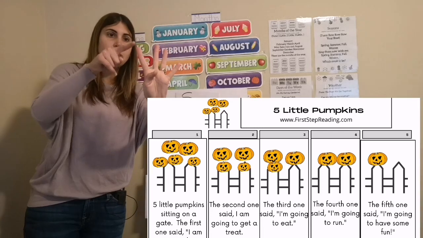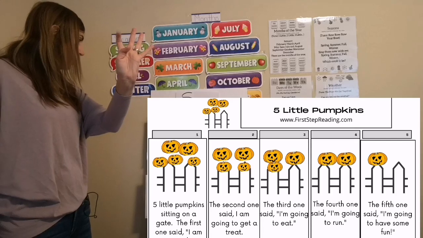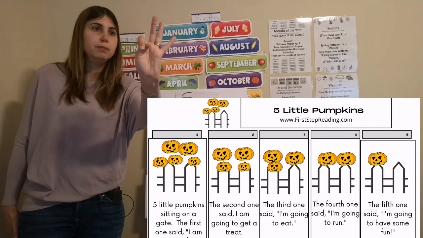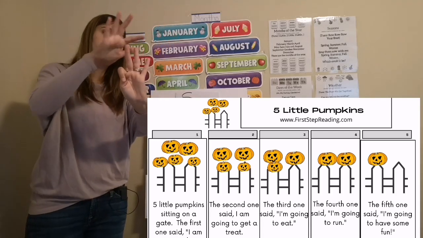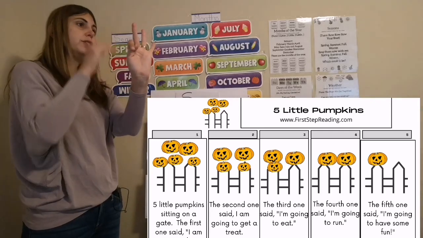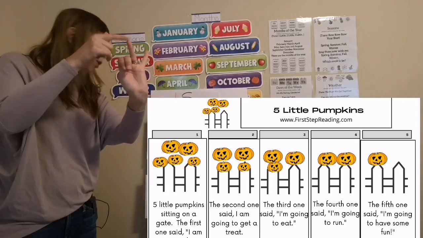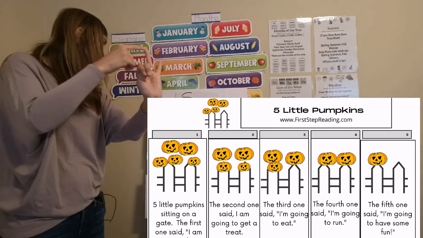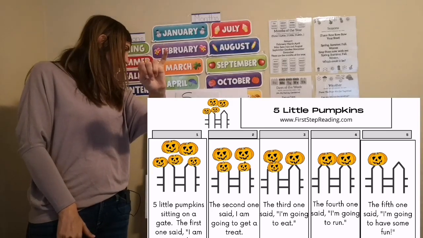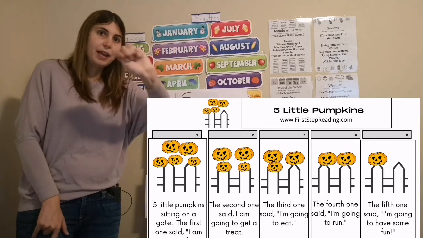How many do we have left now? 1, 2, 3, 4. The second one said, I am going to get a treat. Oh, now we have 1, 2, 3 left. The third one said, I'm going to eat. Now we only have 2 left. The fourth one said, I'm going to run. Oh. The fifth one said, I'm going to have some fun. Oh, none. We have no more left.